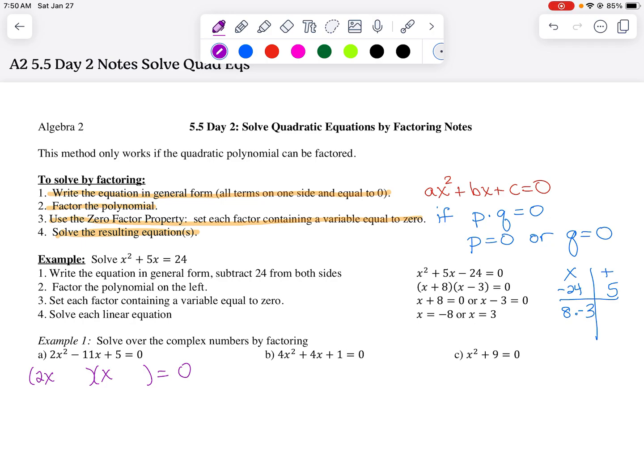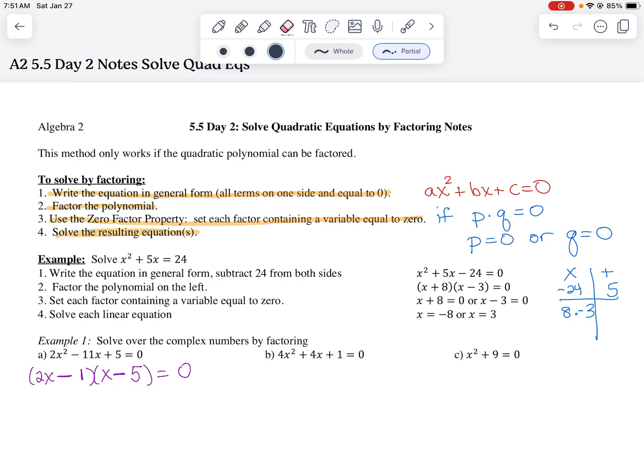Now, do you see it ends in a plus 5, but the middle term is a minus. So I can reason out that this has to be a minus and a minus. Then you have two choices. This is either 1 and 5 or 5 and 1. So what I'm going to do is just do the outers and inners with both of those. And if I put this one in, that's 2x times negative 5 is negative 10x. The inner is minus 1x. I got it on my first try.